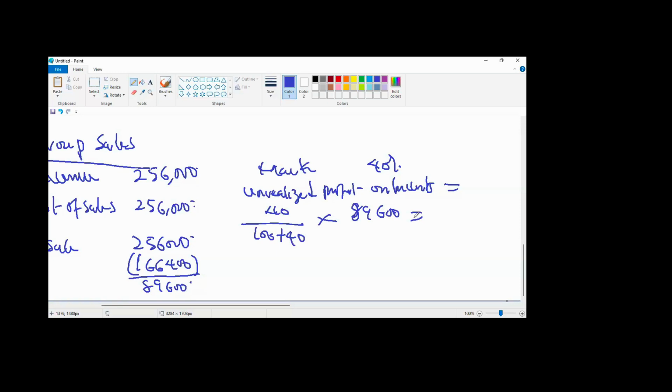Where's the figure? $25,600. What do I do to 25,600? I will debit the seller and credit consolidated inventory.